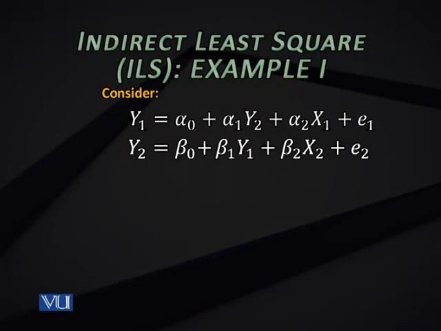Y1 and Y2 are the endogenous variables. As you are seeing, we have two equations in the slide, Y1 in terms of Y2 and X1, and Y2 in terms of Y1 and X2. So we have structural parameters alpha naught, alpha 1 and alpha 2, and beta 1, beta naught and beta 2. We have two error terms E1 and E2. So you understand this model.